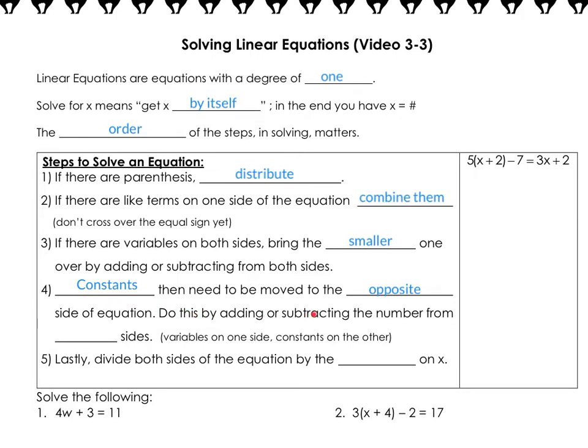So we do this by adding or subtracting the number from both sides, which means we have variable on one side and then the constants on the other. Lastly, we divide both sides of the equation by the coefficient on x.